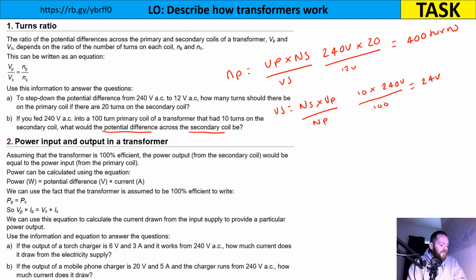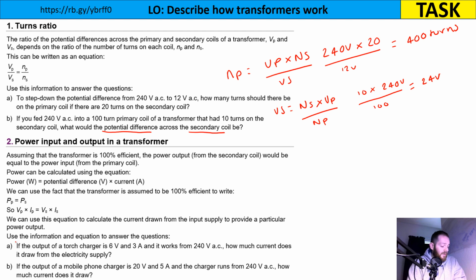So, the voltage on the primary multiplied by the current on the primary would be equal to the voltage on the secondary multiplied by the current on the secondary. And we've got all this from just saying that the power in is equal to power out. So how do you calculate power? Okay, work out power in, work out power out, they should be the same.